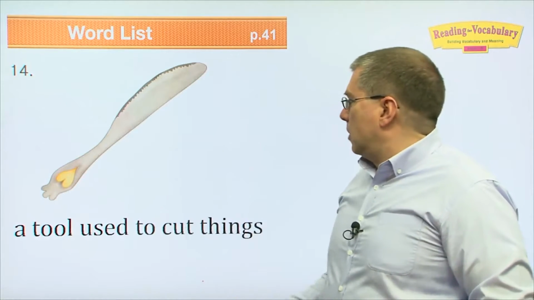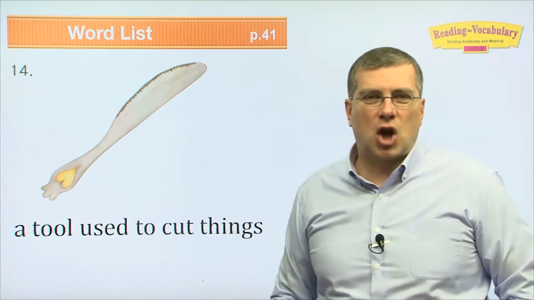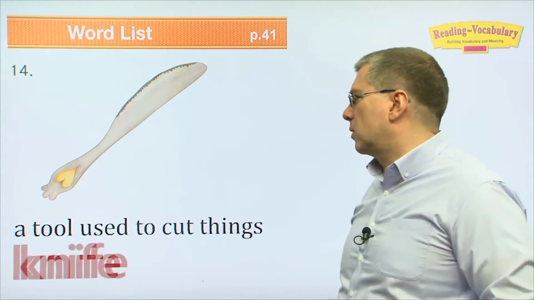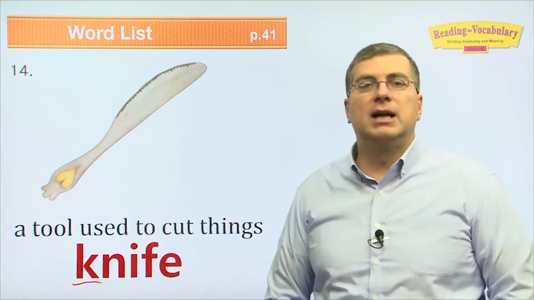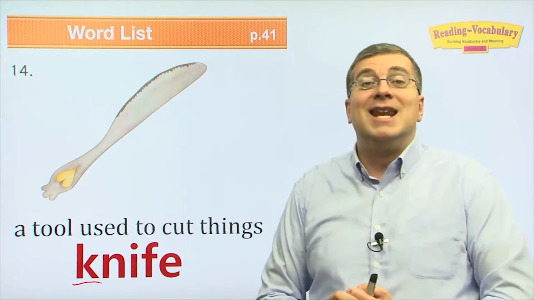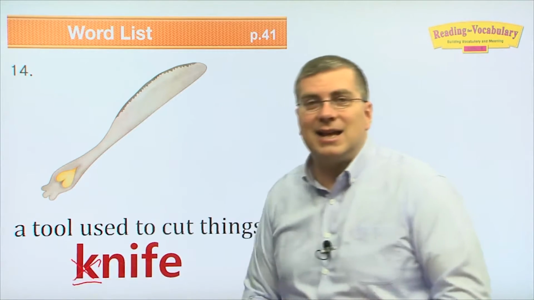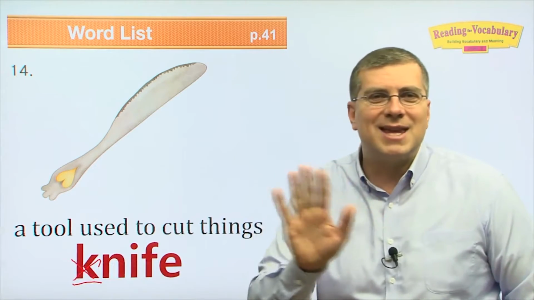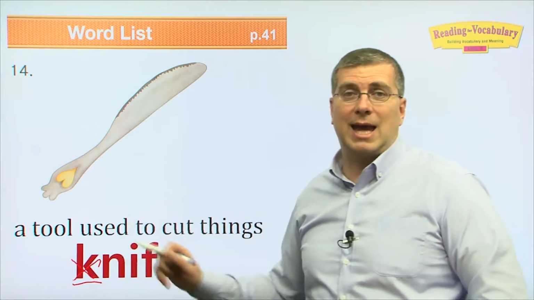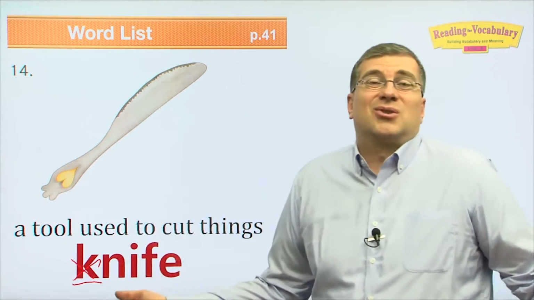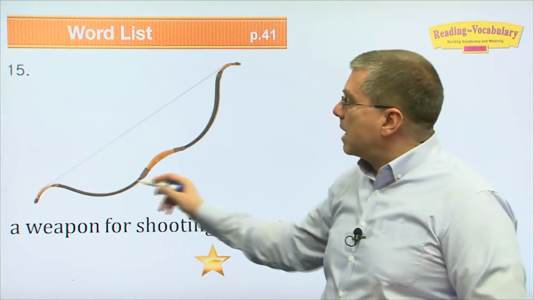14. We saw this before. A tool used to cut things, right? When we talked about sharp, we saw another example. Of course, this is a knife. Be careful about the spelling. It's not knife, it's knife. The K is silent. Don't say the K. It's just knife. But we spell it with a K, knife. English is crazy, I'm sorry. Okay. Okay, 15.